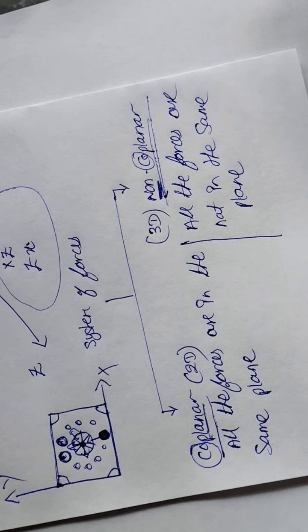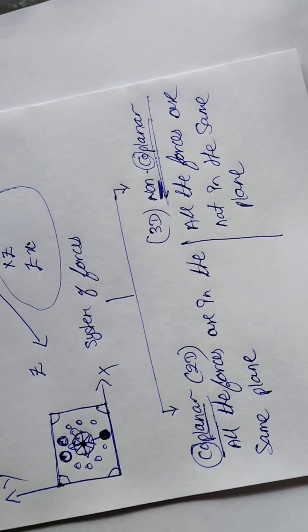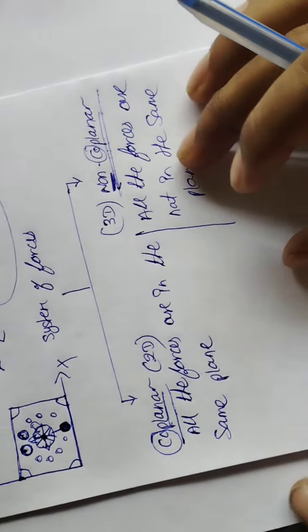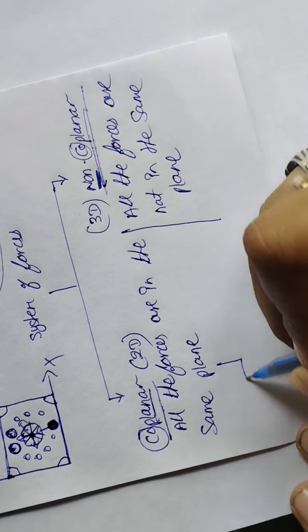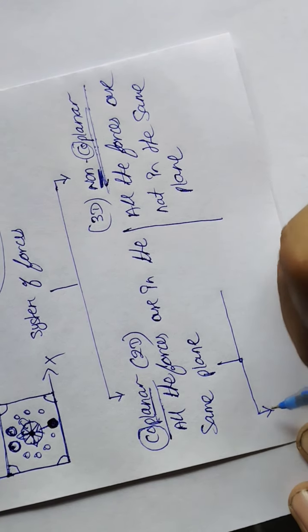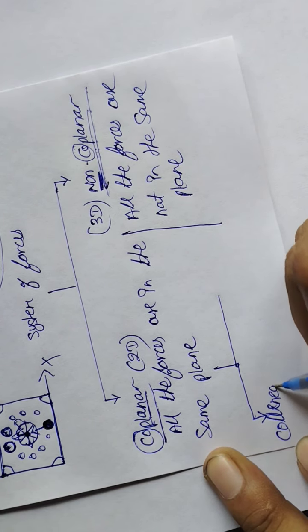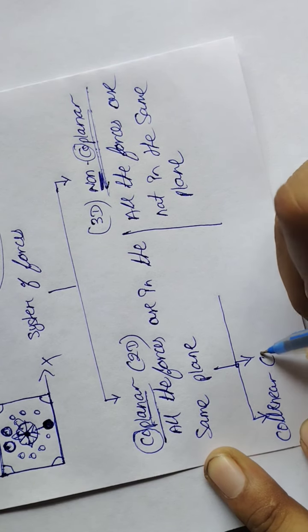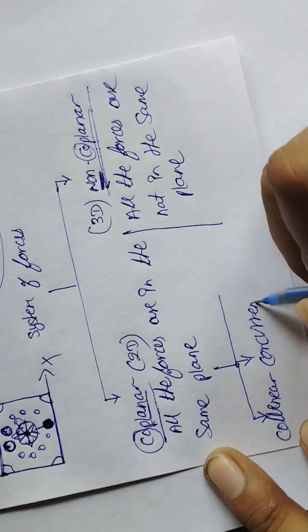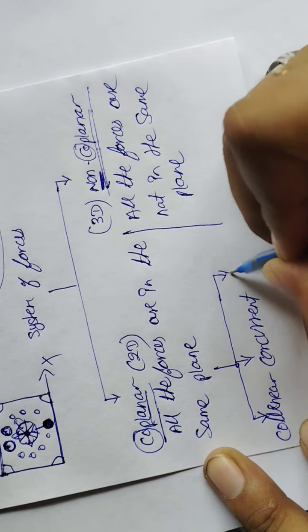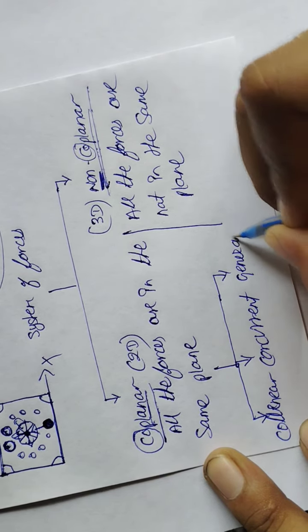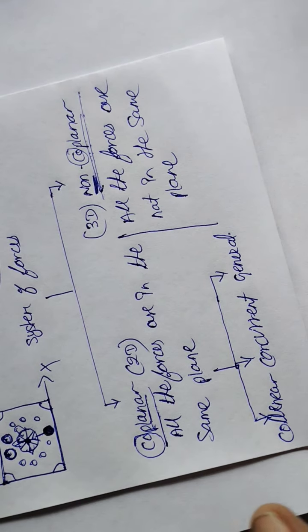Any doubt till now? You could just comment if you have any doubt. Now, this coplanar can be further classified into three types, that is collinear, concurrent, or we can say general. Now, what is a collinear force, what is a concurrent force, and what is a general force? About these forces we'll be discussing in the next video.